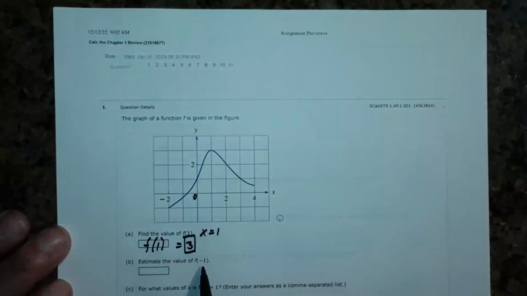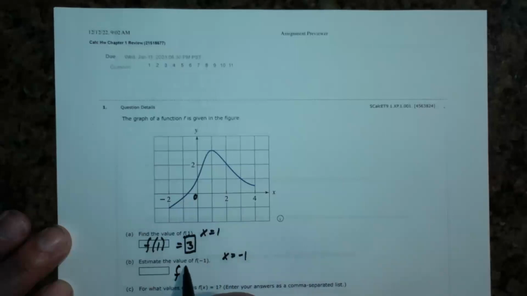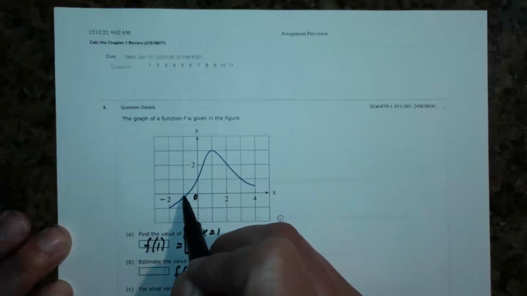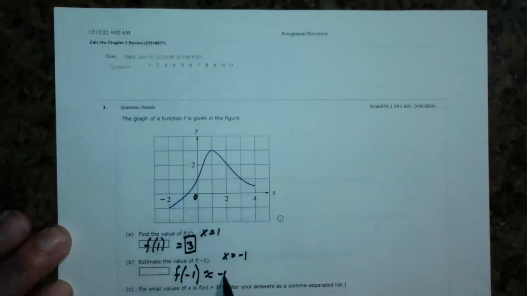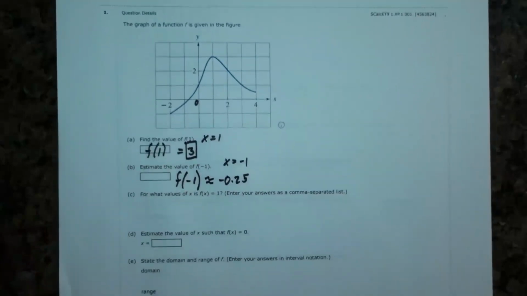Now let's find f of negative 1. This is now when x equals negative 1. Here's negative 1. And notice it says estimate because it's not on anything. I'm going to say f of negative 1 is about maybe negative 0.25. So when it says estimate and you put your guess down, you can't get marked off unless you're really off, like somewhere around there, maybe a third, maybe 0.3, something like negative 0.3.